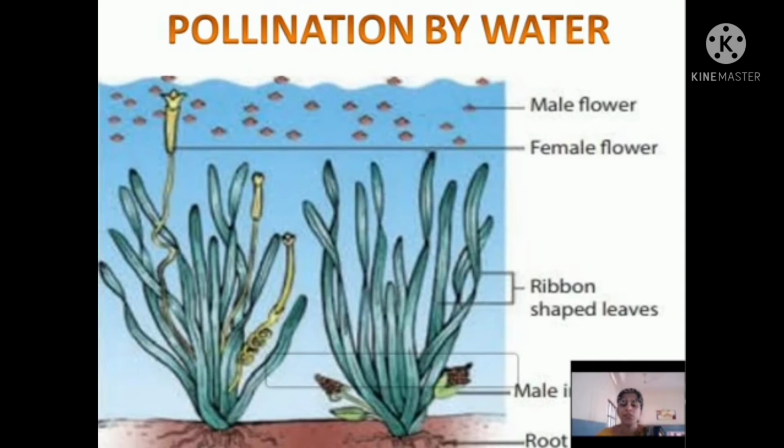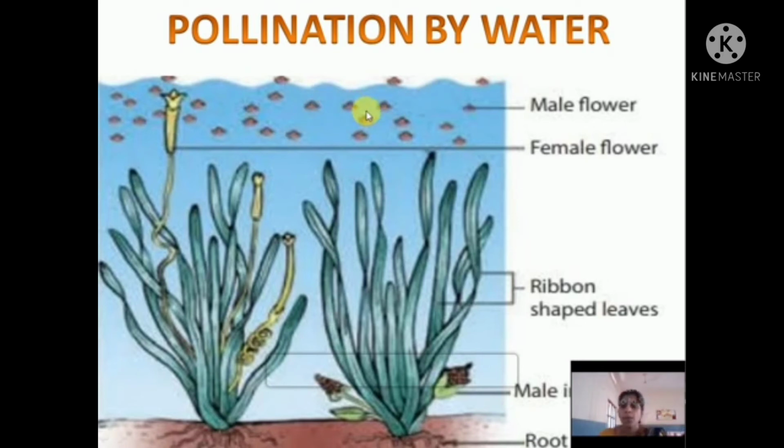They reach the surface of the water by a long stalk on reaching maturity. Okay, see, when it gets mature, it comes out of the water. It reaches the surface of the water by a long stalk on reaching maturity. At this time, the male flowers are released onto the surface of the water. See, the male flowers are released onto the surface of the water. Okay.